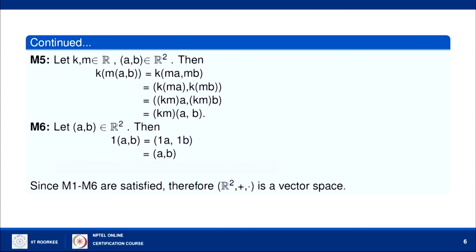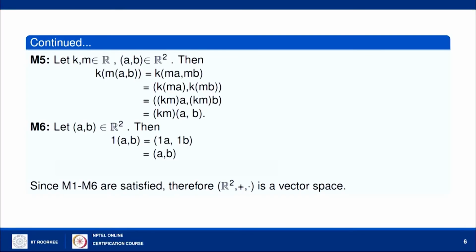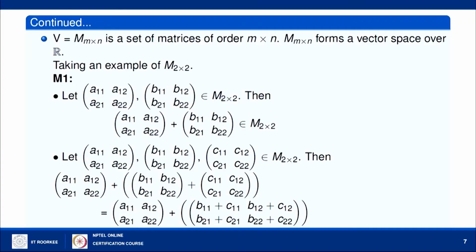Similarly, we can show that R3 is also a vector space, and any set of vectors like Rn, where each vector has n components x1, x2 up to xn, also forms a vector space. So, we have talked about R2, R3 and Rn, these kinds of vector spaces, which are very common in machine learning, but at the same time the set of matrices of order m by n.